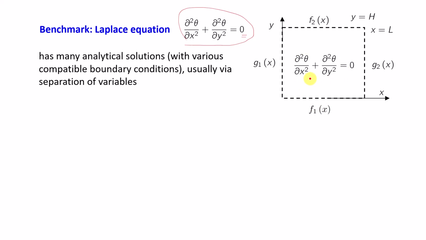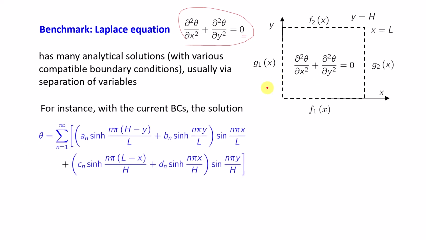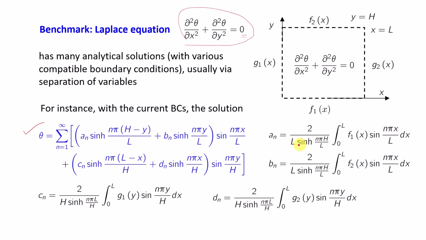This process works because of linearity. This is called linear superposition. So in this case, with this given boundary condition, the analytical solution will look like this. I have this theta with these 4 terms. All are sine hyperbolic multiplied by sine. And then I have 4 constants, a_n, b_n, c_n, and d_n. And these constants can be found from these integrals.